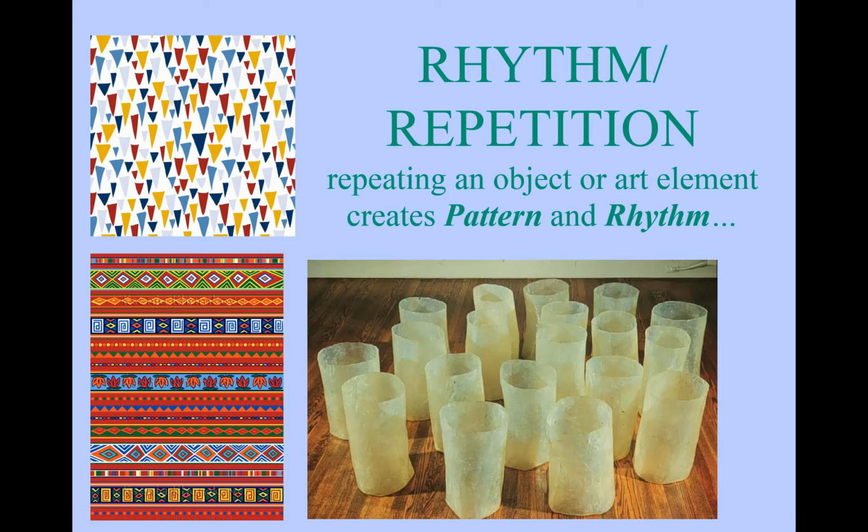Our next one that I need you to write down is rhythm and repetition. It is repeating an object or art element that creates a pattern and rhythm. If I look at the picture on the bottom right, I see all these repeated cups that are more or less all the same, and they're produced in a pattern, and it's just interesting to look at. Same thing with the pictures on the left and top and bottom. I have all these different patterns that are established, even if they're different colors. As long as the shapes and general pattern are established, it's interesting to look at and I really like them.